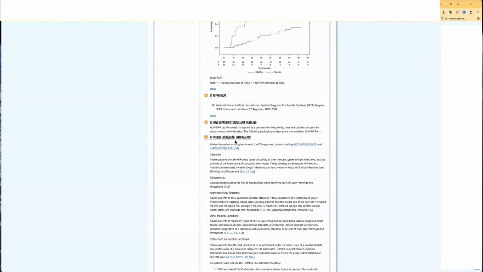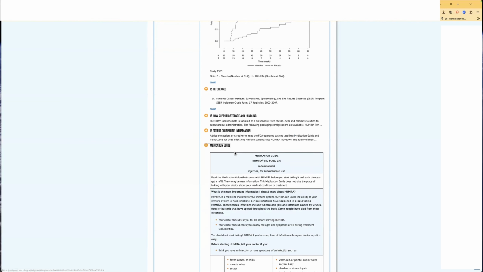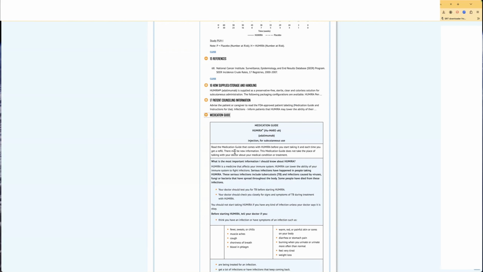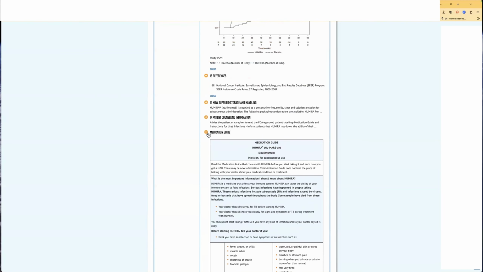It's a patient counseling information, which is about all of the signs and symptoms that patients may encounter or experience, and we write down how we are going to be able to give patient counseling. Then you have the medication guide, where we have again this information that we also give to patients when they take the drug, and this is again the information that is prepared.